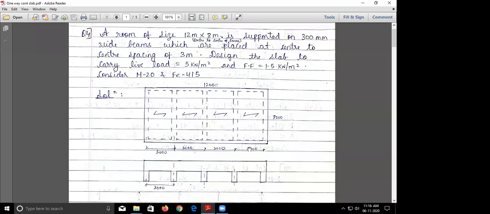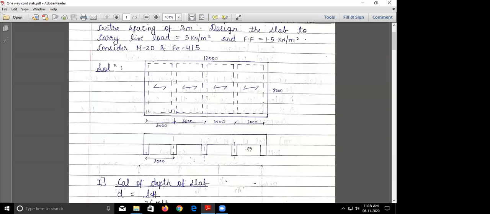So the first step will remain the same as it is, to find out the depth of the slab. While calculating the depth of the slab, we know how to find out the depth of the slab from the deflection criteria, which is given by D is equal to L effective upon 26 MFT. If you remember yesterday what we have done, this equation is for a continuous slab. For a simply supported slab, this is 20 MFT.